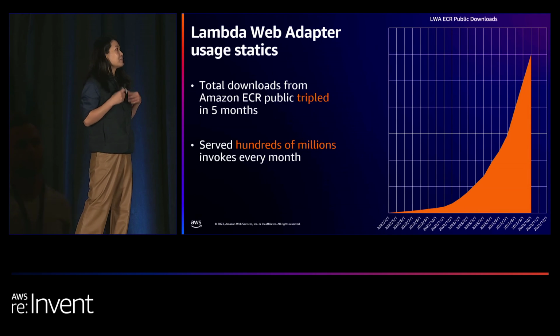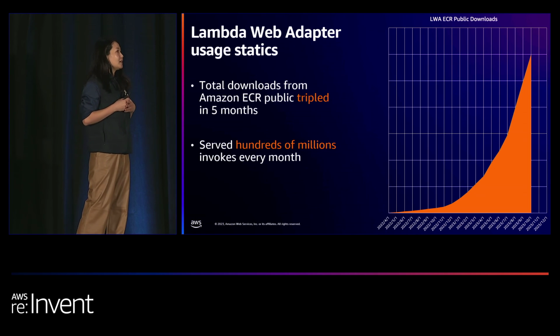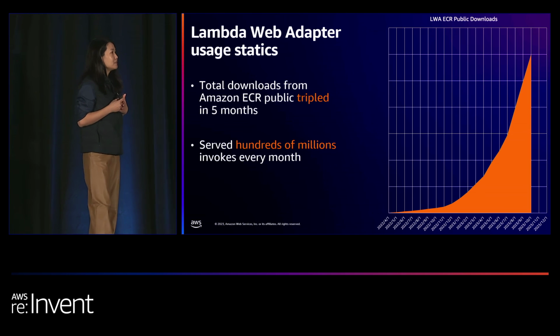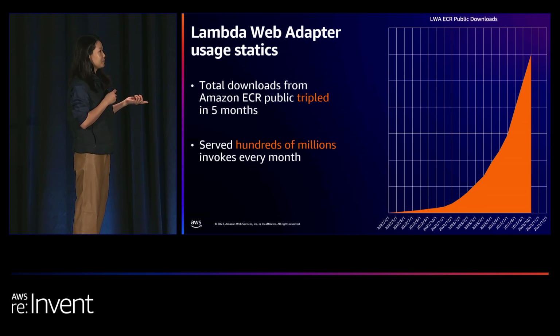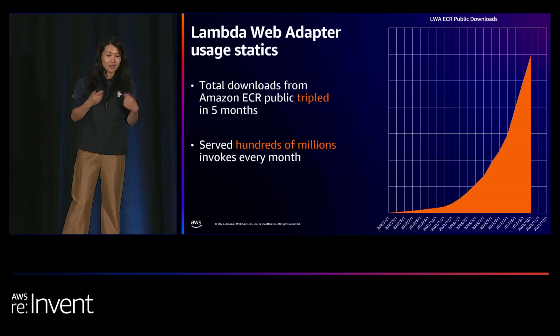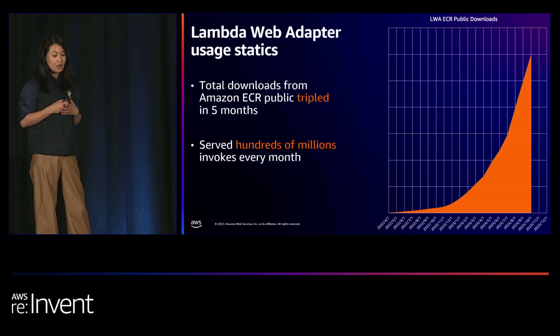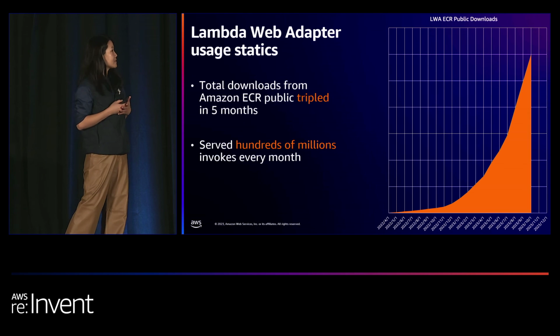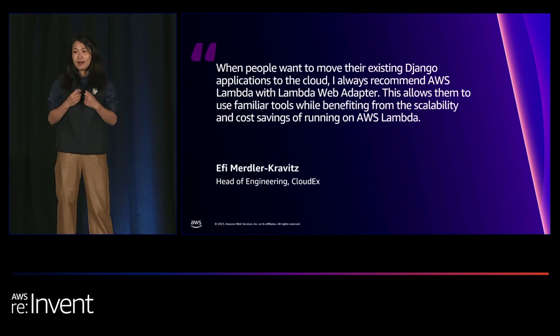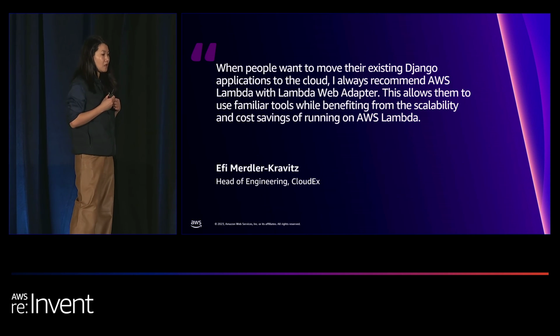Lambda Web Adapter is an open source tool for developers. It has become very popular among developers, with an increasing number of downloads. Total downloads from Amazon ECR Public tripled in 5 months and it serves 100 million invokes every month. We heard directly from our valued customers about their experience with Lambda Web Adapter.